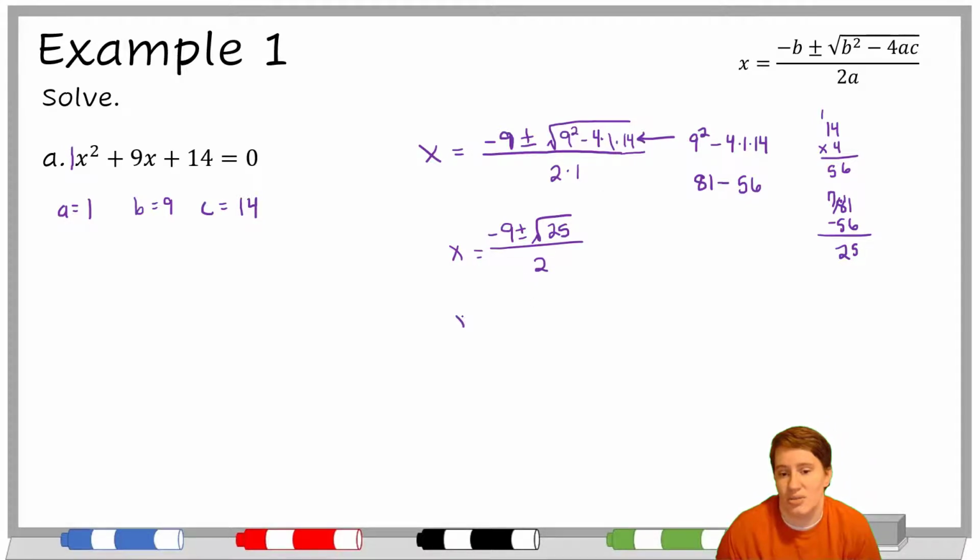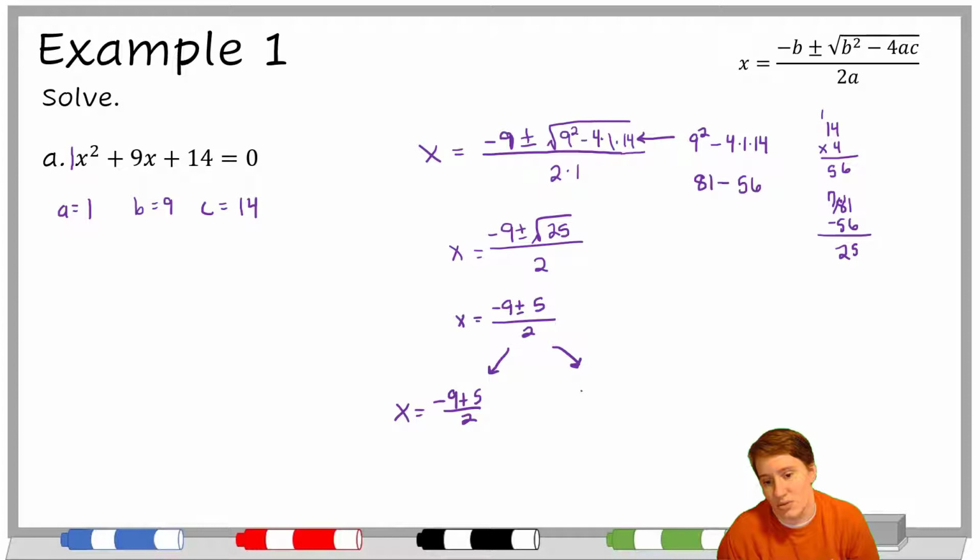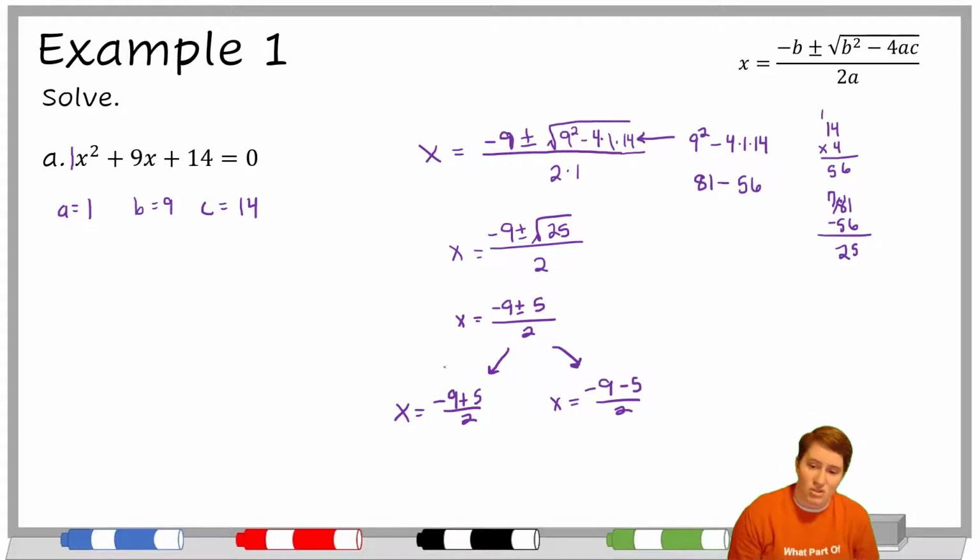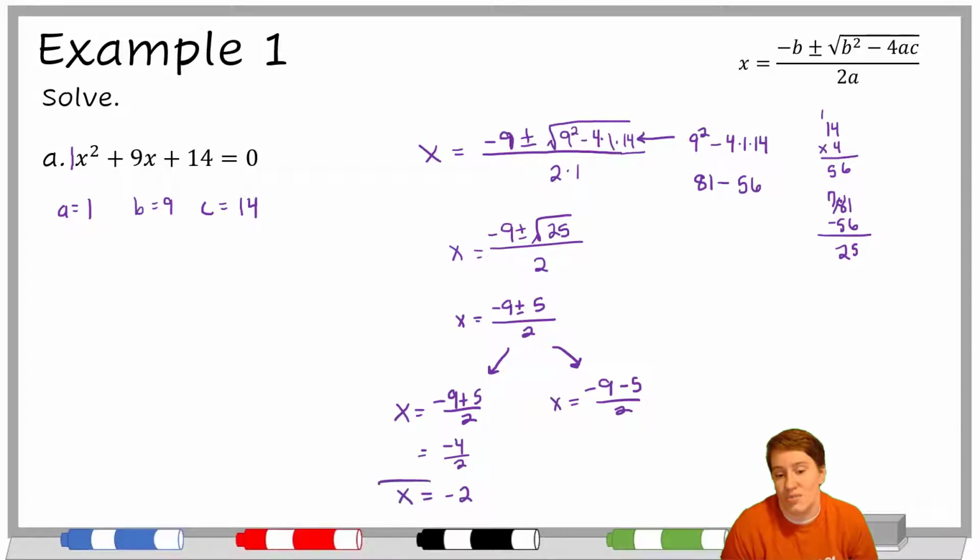So our next step is to write that: negative 9 plus or minus 5 over 2. And now we say, okay, plus or minus means I actually have 2 answers. I have one where I do negative 9 plus 5 over 2, and I have a second one where I say negative 9 minus 5 over 2. So negative 9 plus 5 would be negative 4, and negative 4 divided by 2 is negative 2. So one of my answers here is negative 2.